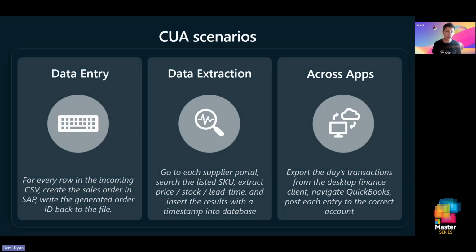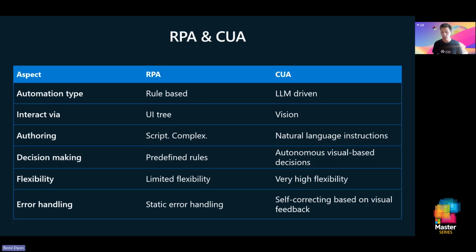Some scenarios, very standard for CUA: data entry when you don't have access to that system, data extraction from a public website, for example, where you don't necessarily have an API, or moving data between legacy apps on a computer. The first question I get is when should I use RPA or when should I use CUA? So first, you have to understand the difference between RPA and CUA. RPA is rule-based. You define that in Power Automate. You have your desktop flow. You open this, you do that. The CUA is LLM-driven. You give a prompt, and the agent is going to figure it out.